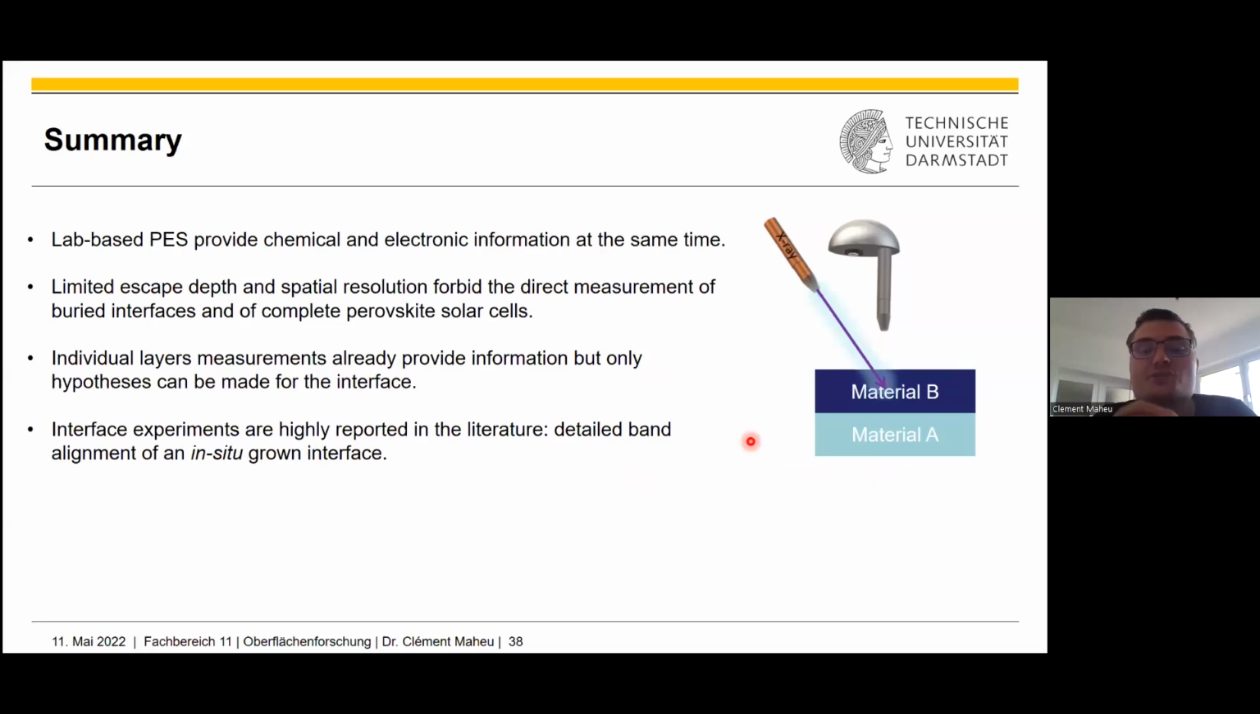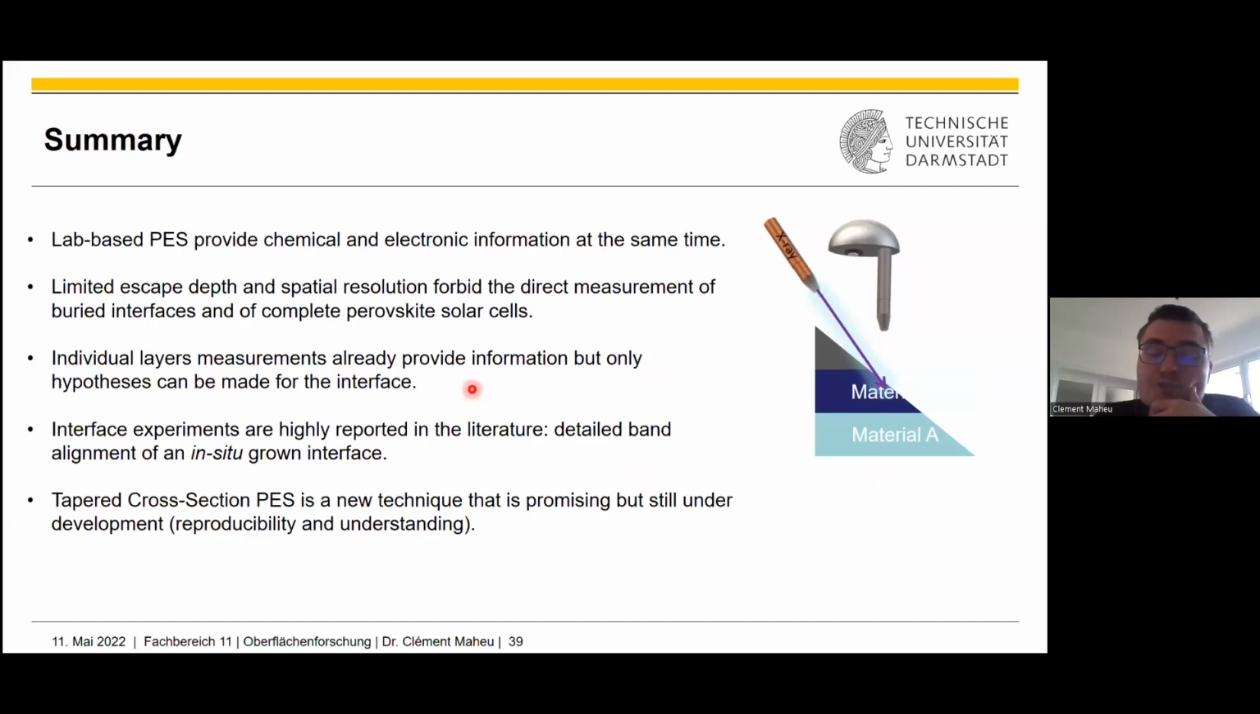And to overcome that, you can do an interface experiment, which is already highly reported, but you also have some limitation to the material you can analyze and what you can say about it. And the third one, which is newer, maybe promising, but also still under development, is the tapered cross-section photoelectron spectroscopy, where you need to improve a bit the reproducibility and the understanding of the physics that is behind.